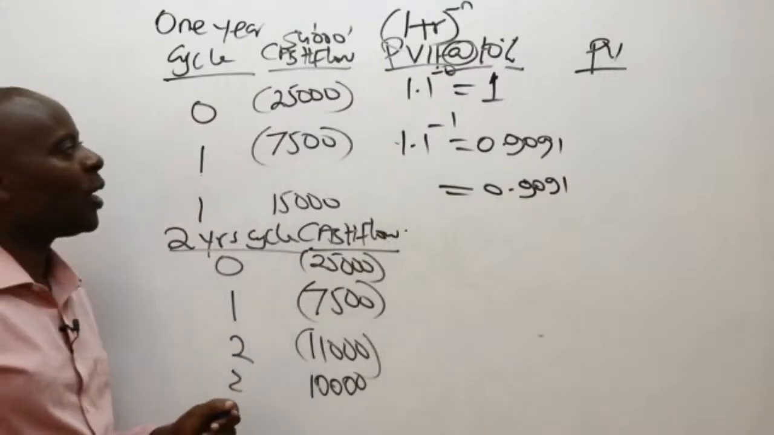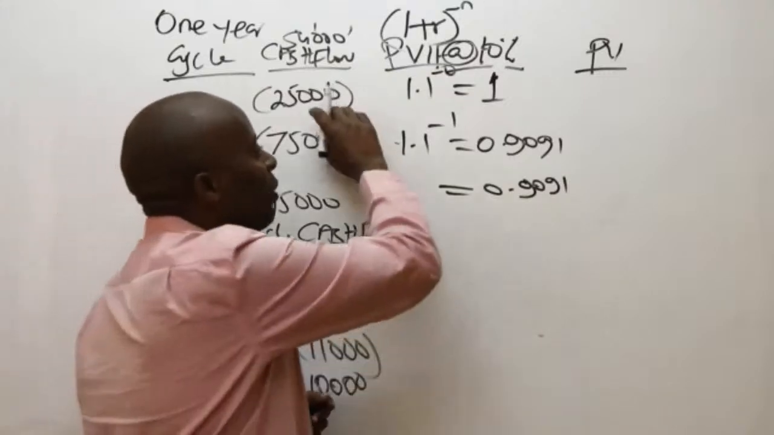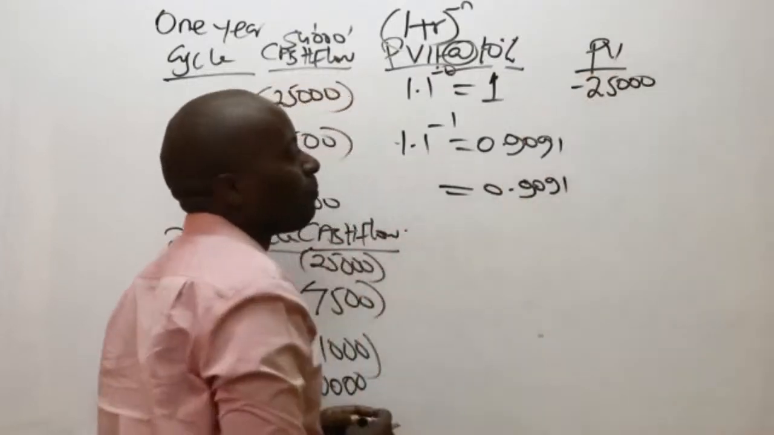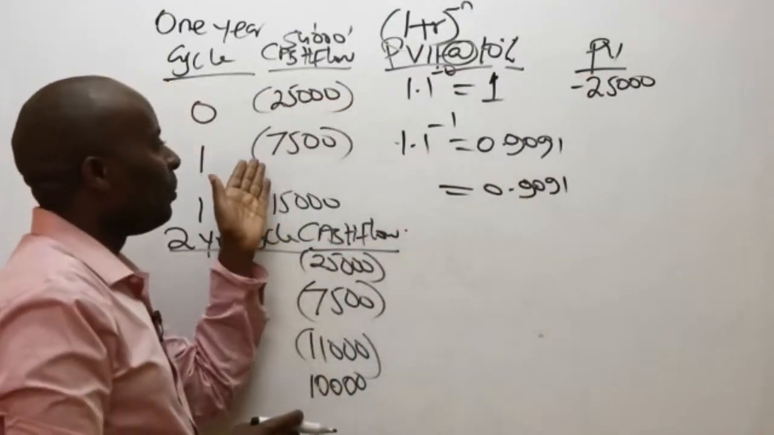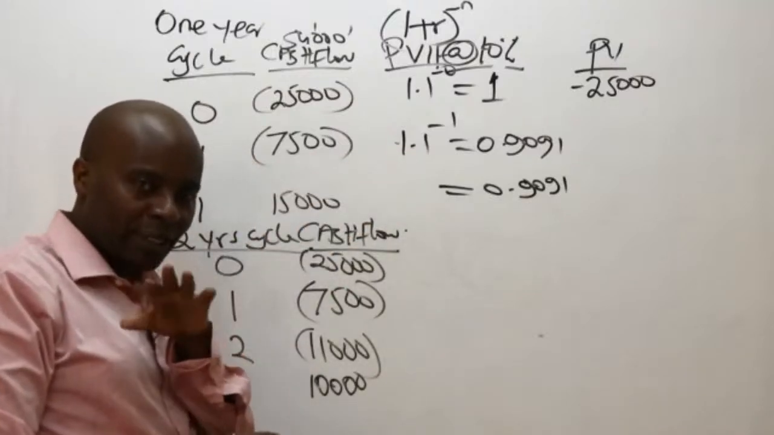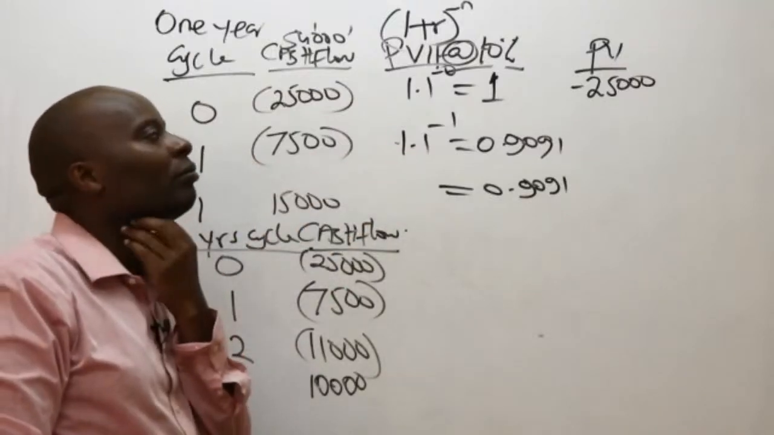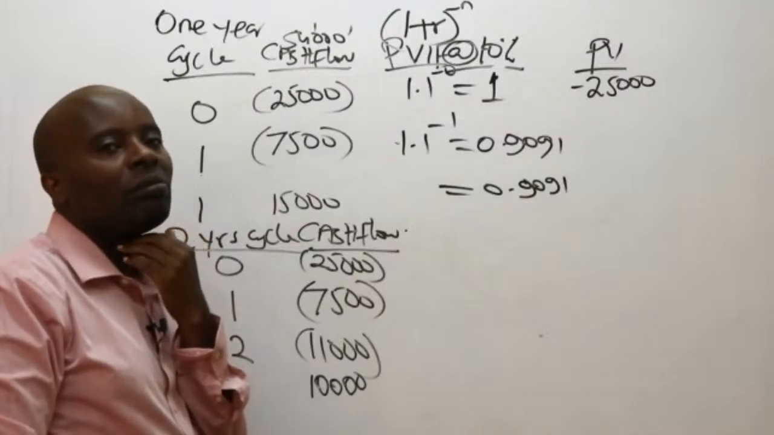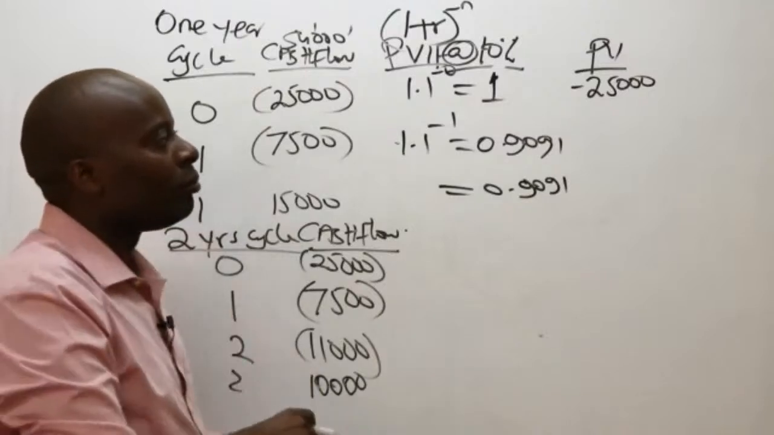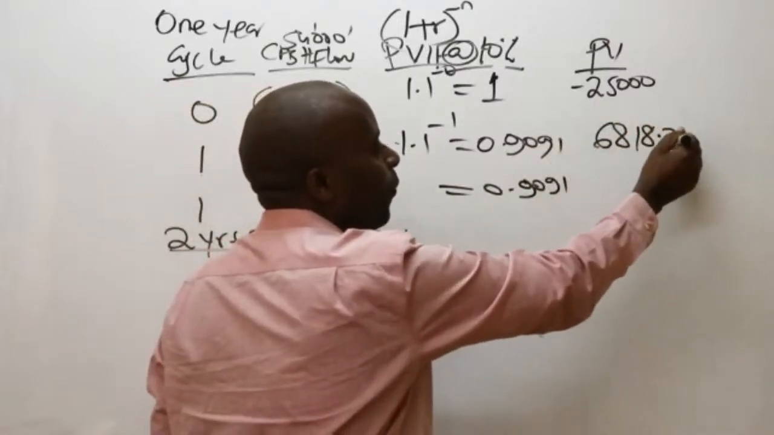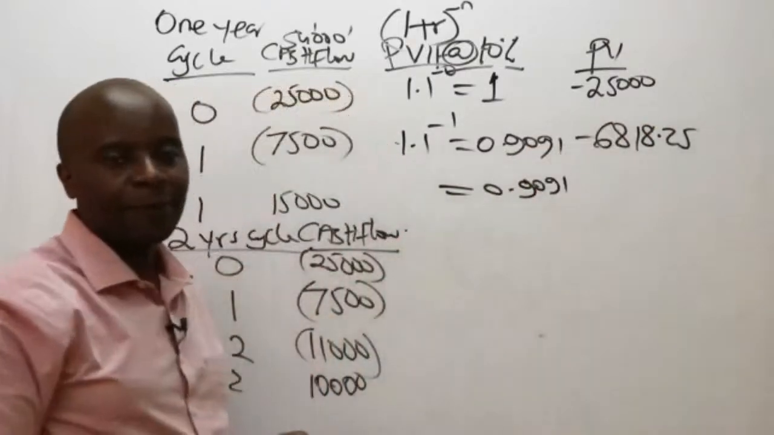So the first one, 2 decimal places over here, what do we have here? Somebody? 25,000 negative. How about the second one? Will be minus this times that. 2 decimal places. Who is able to give us that answer very fast? 68,18.25, and it's a negative figure, isn't it?